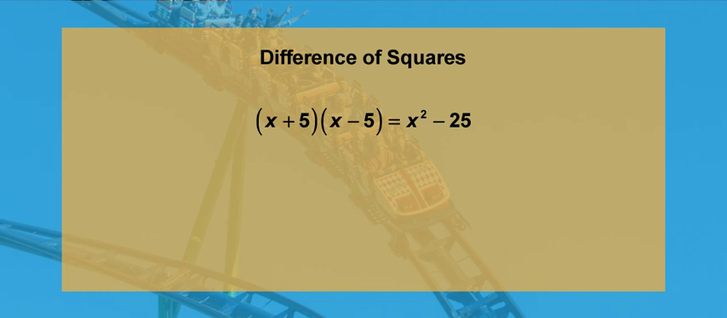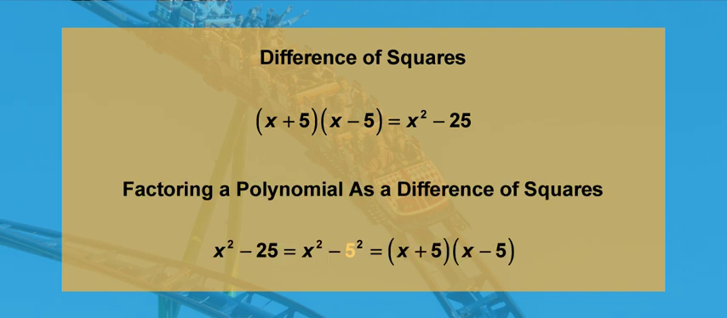This one is called the difference of squares. When you have the product of binomials in this form, then the product is the difference of squares, as shown here. In this example, the product of the binomials x plus 5 and x minus 5 is equal to x squared minus 25. Likewise, when you see a polynomial that is the difference of two squared terms, and x squared minus 25 can be rewritten as x squared minus 5 squared, then the polynomial can be factored as the product of two binomials.